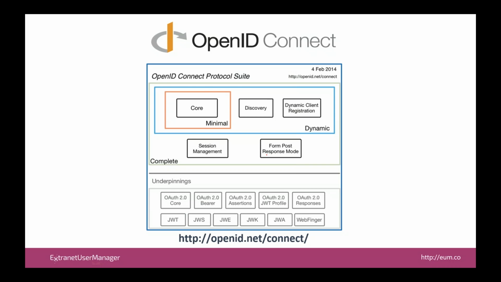So there are several specifications involved with OpenID Connect. There's the core specification and a few other ancillary specifications that most people implement. And then, as it says down here, the underpinnings are based on OAuth, and they're also based on this other type of thing called a JSON Web Token, because that's what we're going to be handing around to prove authentication, these things called tokens.